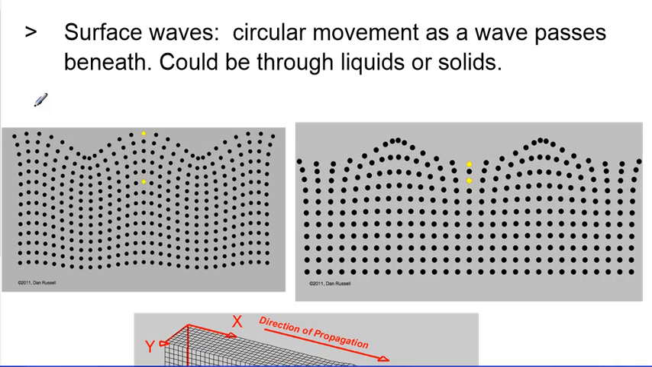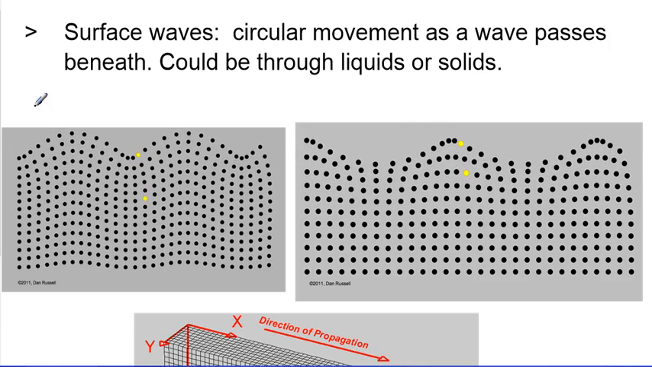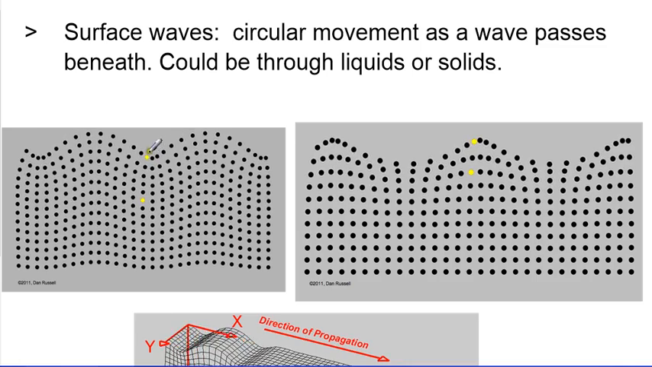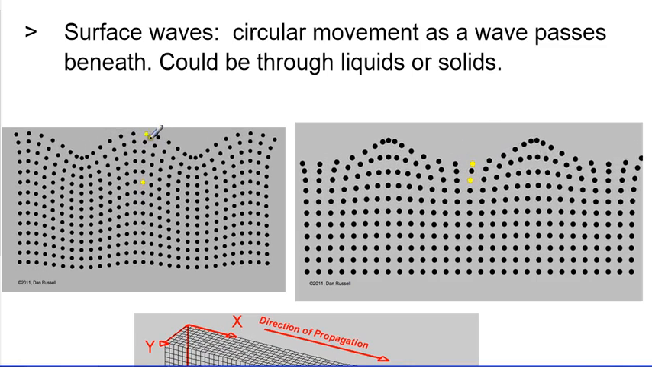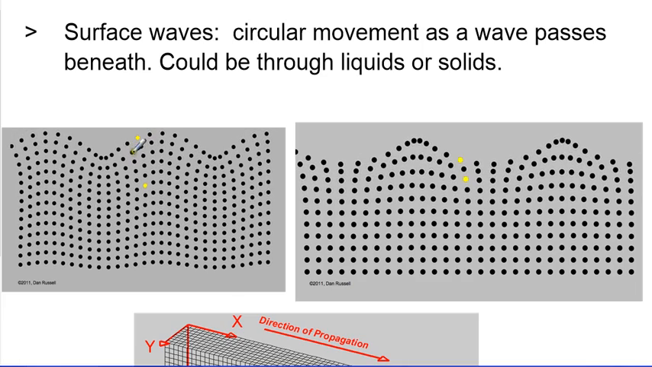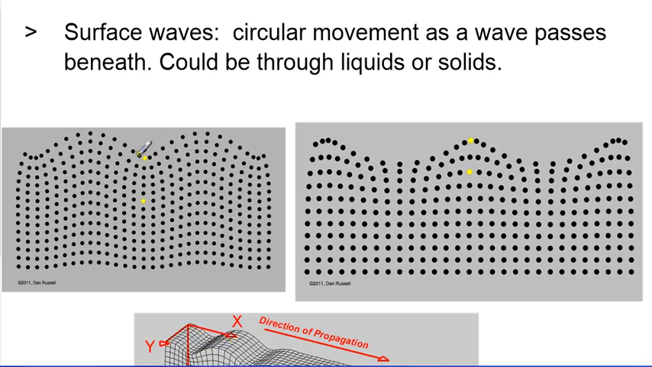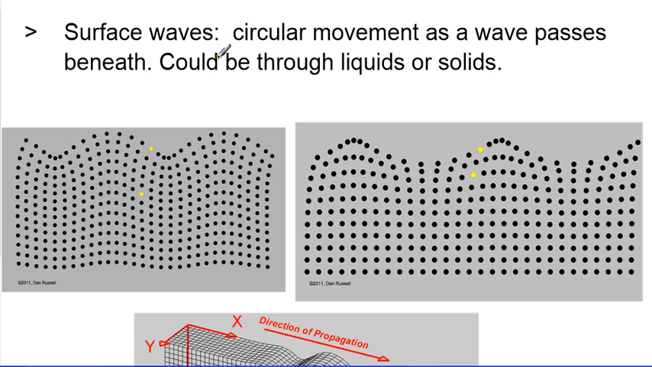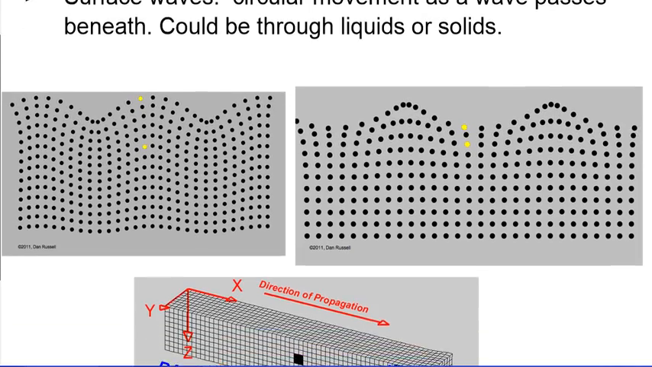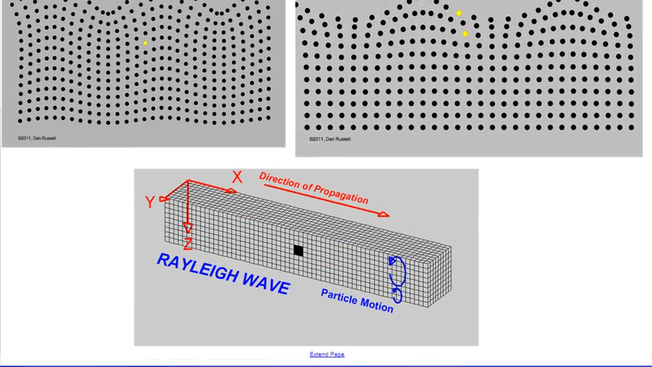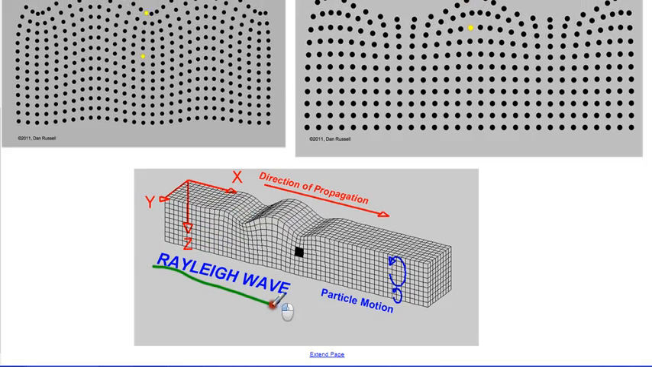Now, the next type, which is also a mechanical wave, is a surface wave. When you think of earthquakes or ocean waves, these are surface waves. And what's interesting about these is if you look at the individual particles, they're not transverse, they're not parallel. The particles themselves move in a circular fashion. And so the particles move in a circular movement as the wave passes beneath them. And this can be either through liquids or solids even. When we talk about solids or earthquakes, a lot of times we refer to these as Rayleigh waves.